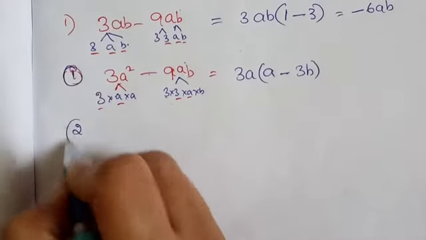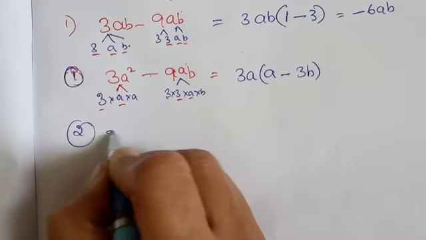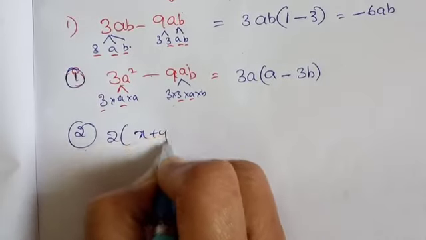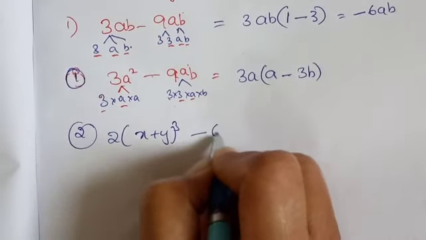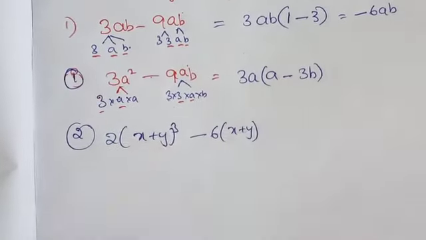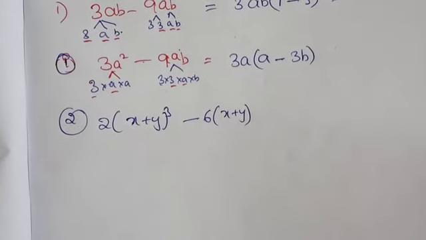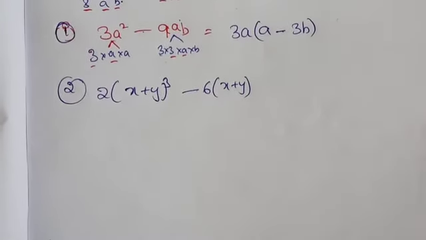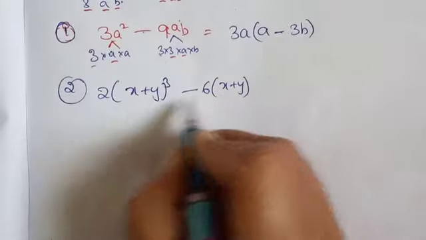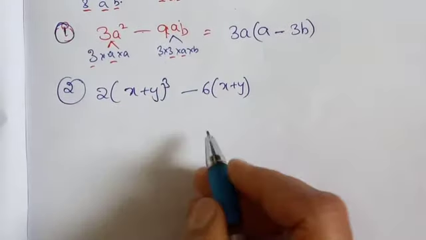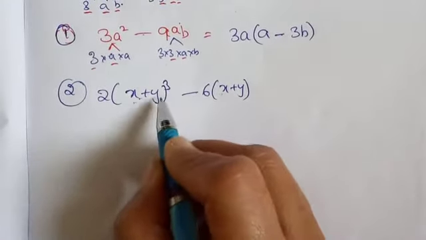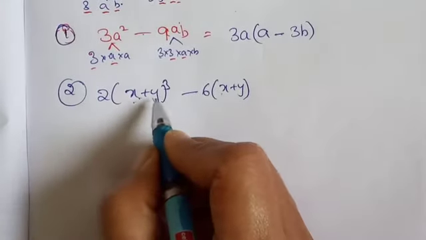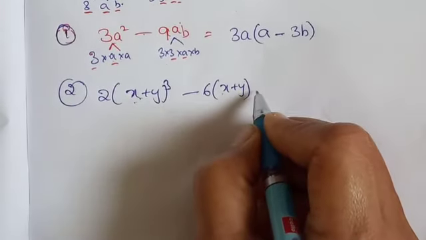Okay. Next question, second question: 2 into (x plus y) whole cube minus 6 into (x plus y). As already explained in the previous example, if binomials are there, don't write it in this way. Directly we can understand also. If you want, you can write it, children.